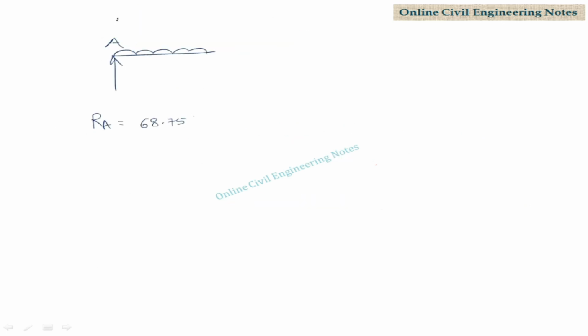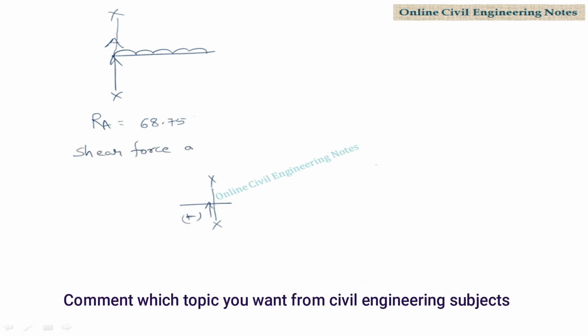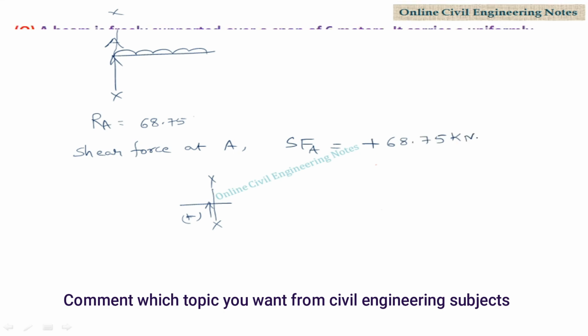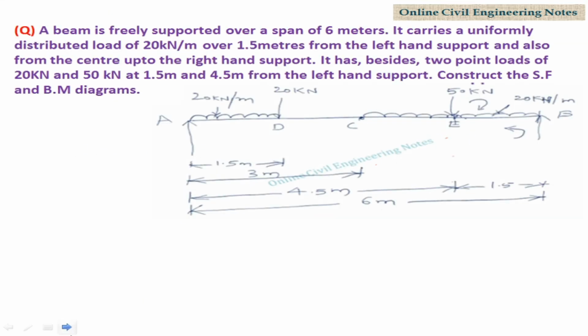Now consider the section at A. Only one force is acting, that is reaction at A. We know at the section or just to left of section, upward force is positive. Therefore shear force at A, SFA is equal to plus 68.75 kilonewton. Now calculate the bending moments.